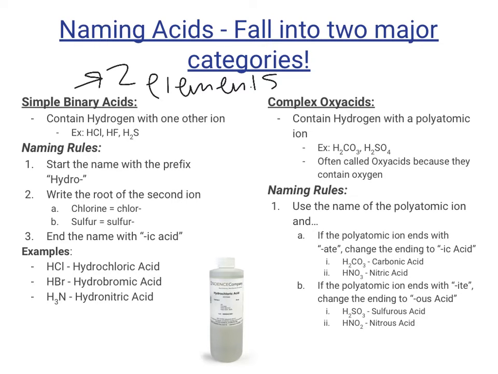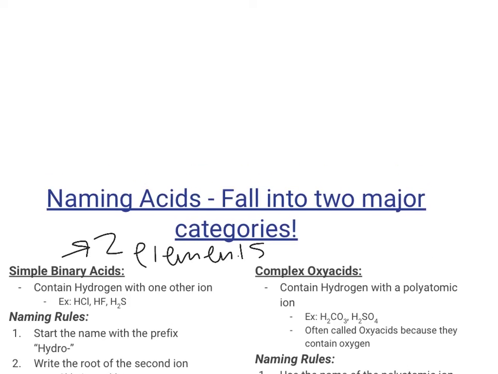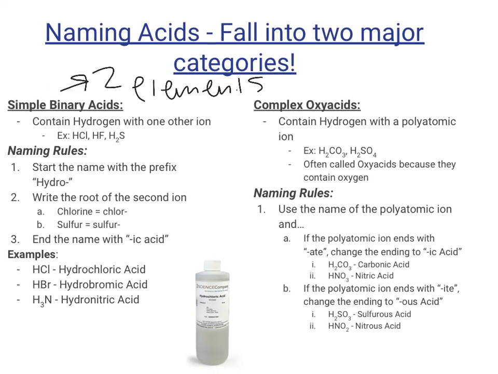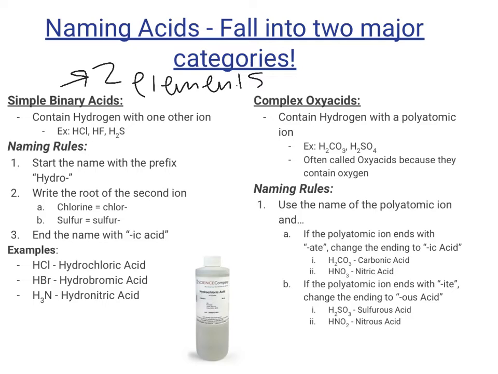It's just hydro as your prefix, then you do the root, sulfur, chlor, brome for bromine, and then you end it in ic. So hydrochloric acid, hydrobromic acid, hydronitric acid, hydrofluoric acid, any of those. That's the simplest one, and you guys should already know a few of those because we reference HCl a lot as being hydrochloric acid.